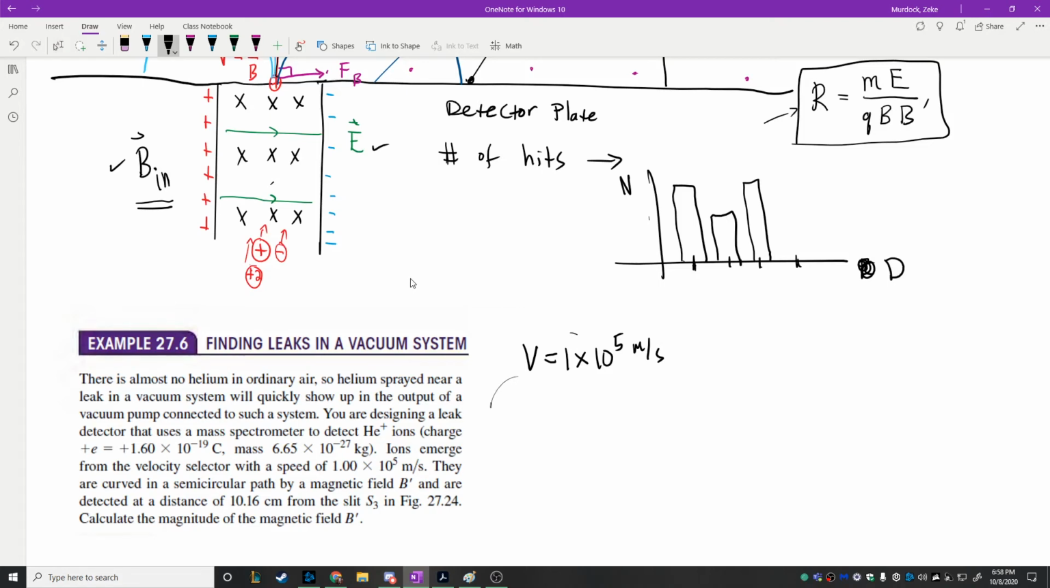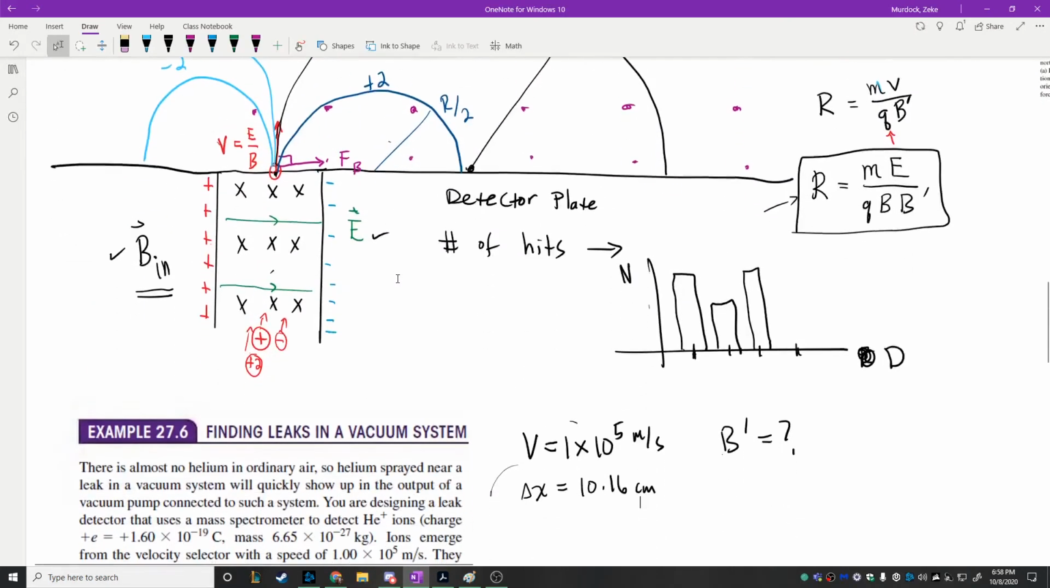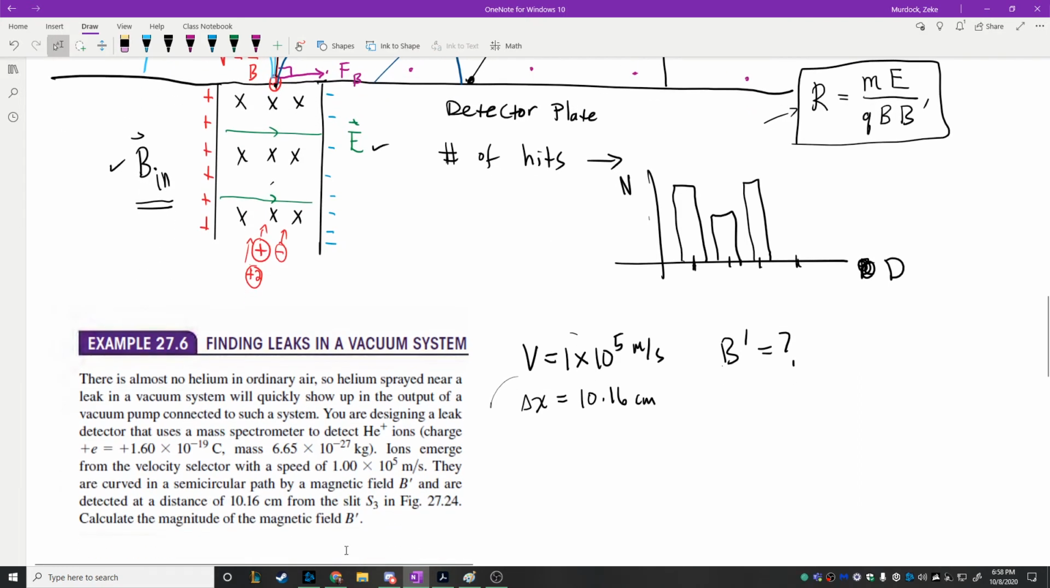They're curved in a semicircular path by a magnetic field B prime, so this is going to ultimately be what we're finding here. And they are detected at a distance of 10.16 centimeters from the slit. The slit is this slit right here. We'll call that distance delta x, of 10.16 centimeters. That distance is from here over to wherever it hits, basically. And our goal is to calculate the magnitude of the magnetic field B prime.